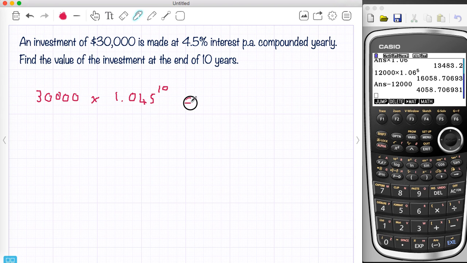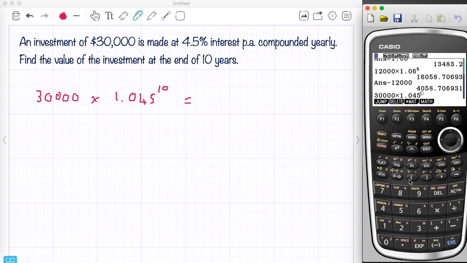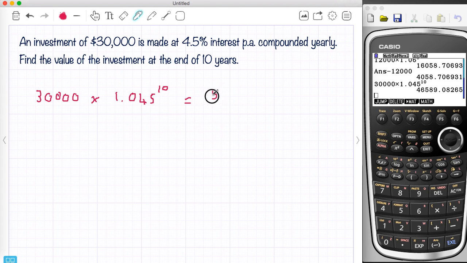So if I was in an exam, I would write out that question rather than just doing the sum on the calculator. It's 1.045 to the power of 10. So at the end of 10 years, I would have a total investment of 46,589. So there's compound interest. You may get some questions where it's not always compounded yearly, but the interest rate will always be quoted per annum, every year, so 4.5% every year.